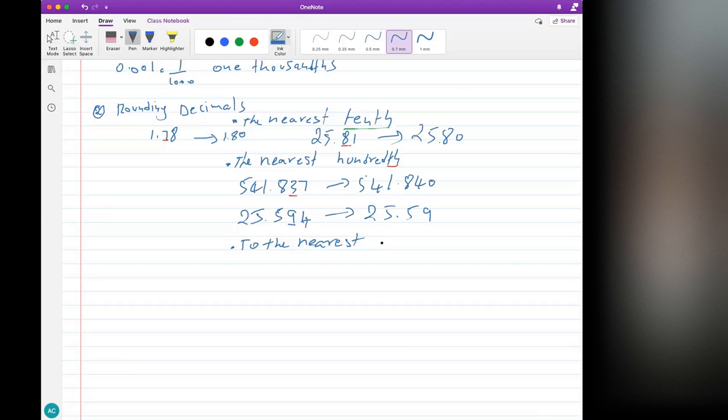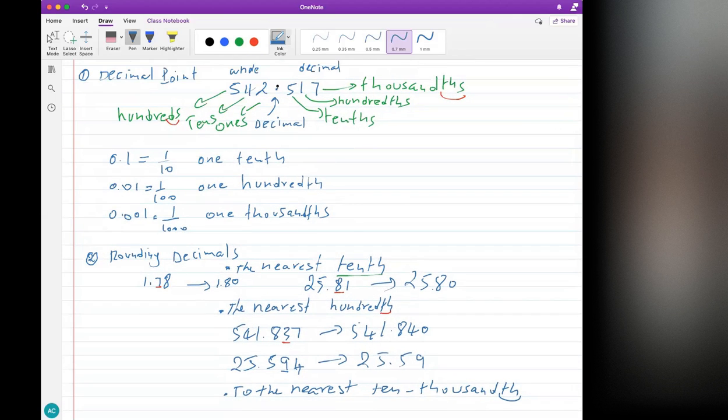Maybe this time 10,000. And it's important again that we look at the end of this. This is th. That means we're talking about a decimal point to the right, not the regular thousands, which would be here.